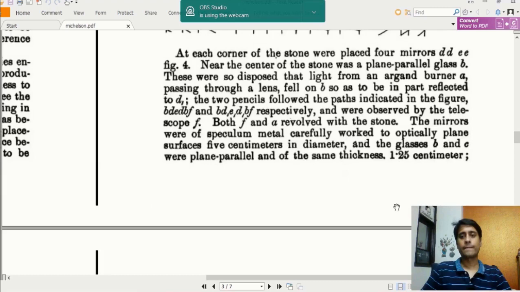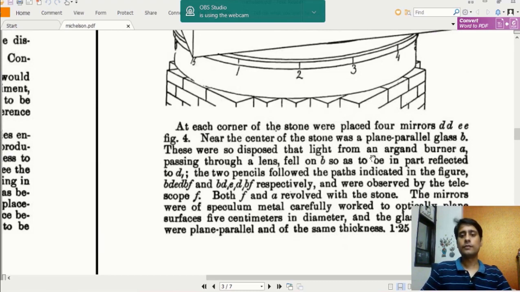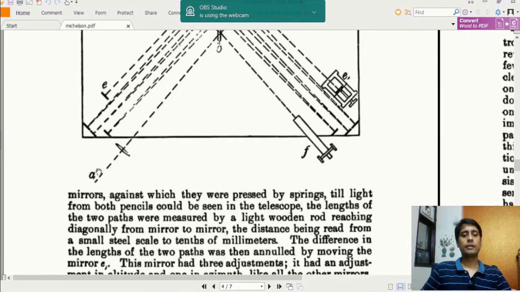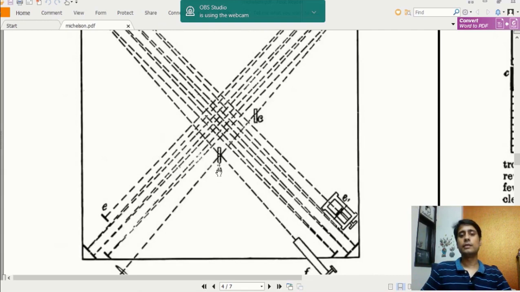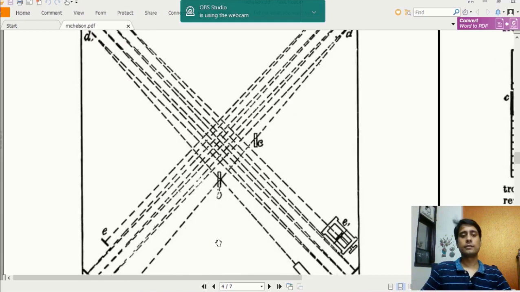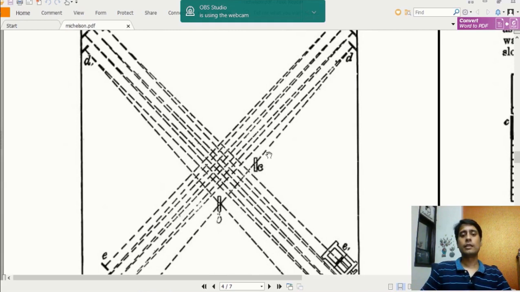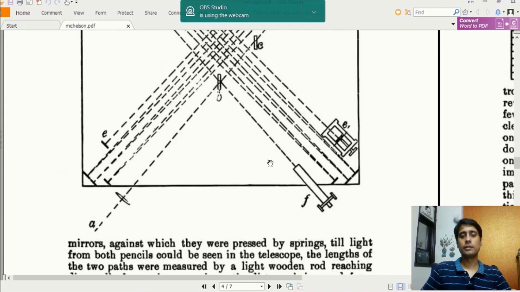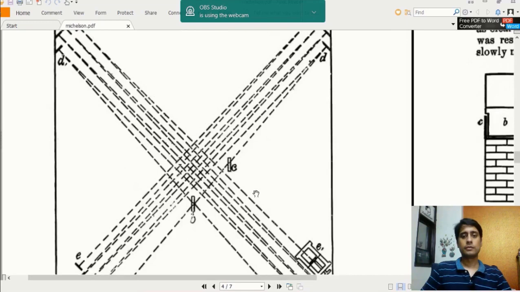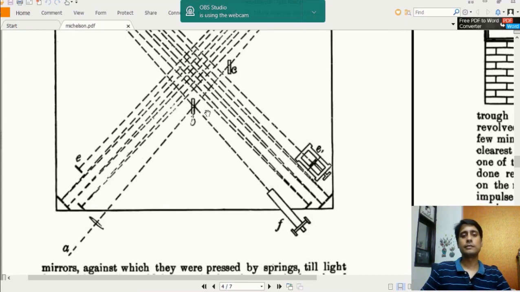Glass B, these were so disposed that light from an argand burner A passing through a lens fell on B, so as to be in part reflected to D. From the diagram you can see that light from the argand burner A enters through this lens and is focused on this glass slab B, and it is then reflected by this mirror, back and forth. And there is another glass slab E, its role we are going to discuss a little later, but just take that there is no glass here, and consider only this.